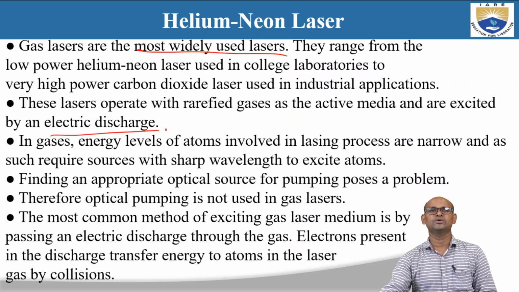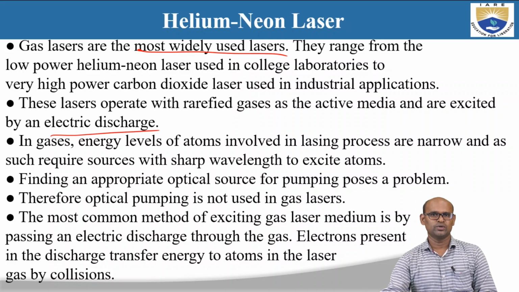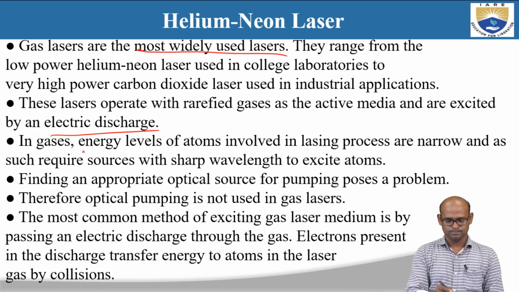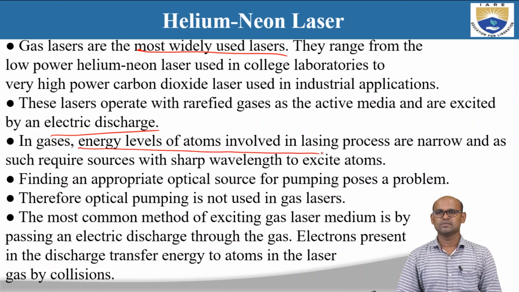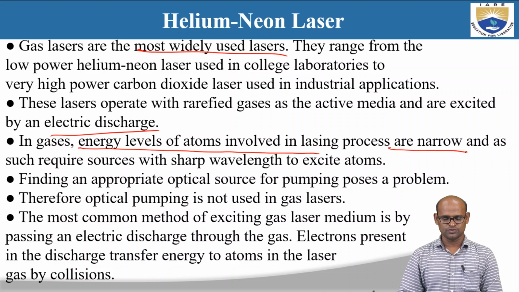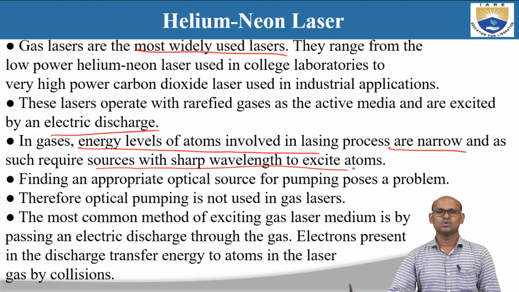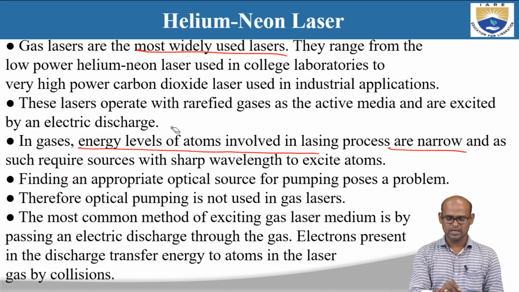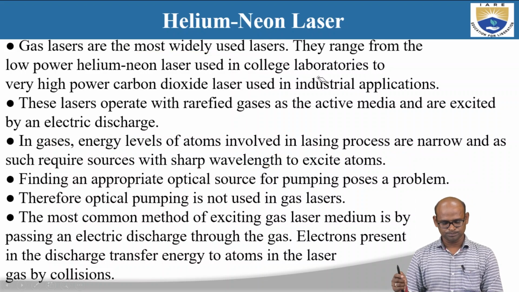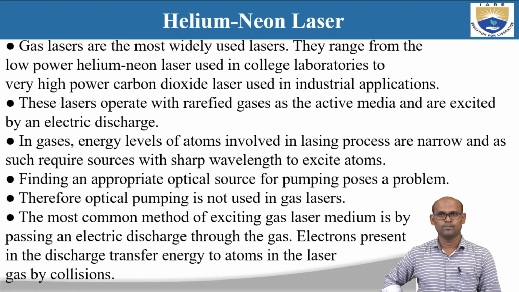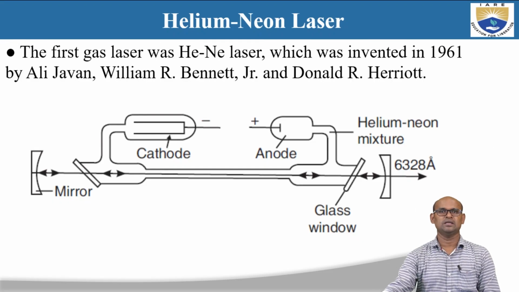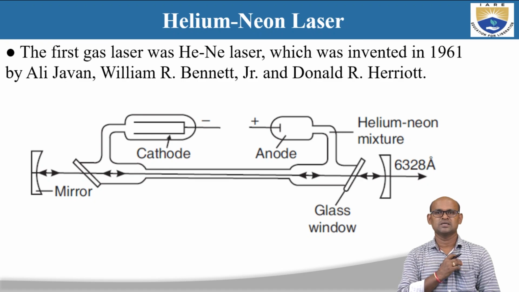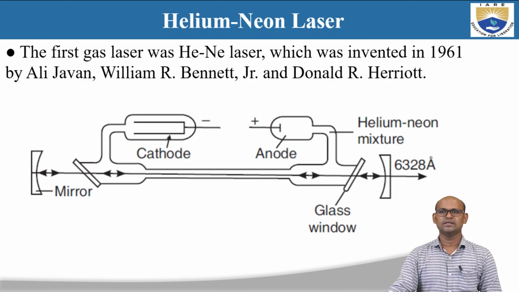So here we are not going to excite the atoms from the ground state to a higher energy level by light. We need to use electric discharge because the energy levels of atoms involved in the lasing process are very narrow, and as such require sources with sharp wavelength to excite the atoms. So because of this sharp wavelength, we use electric discharge instead of light as the pumping agent in the helium neon laser. The first gas laser was the helium neon laser, which was invented in 1961 by Javan, Bennett and Herriott.